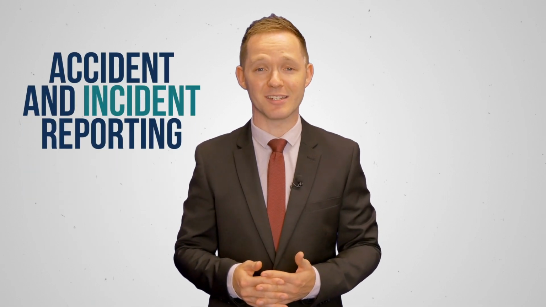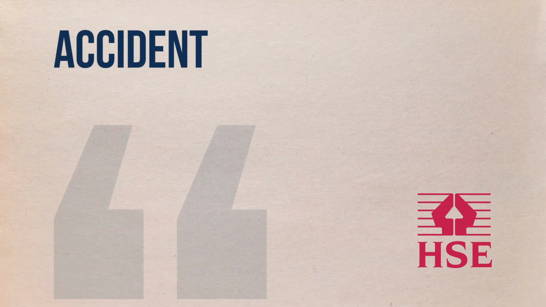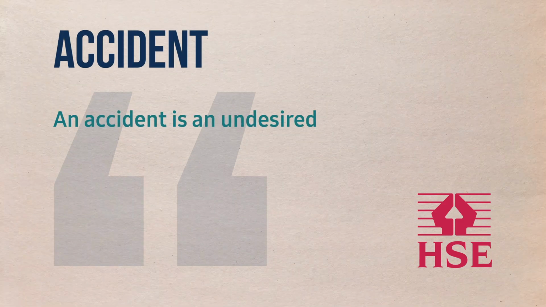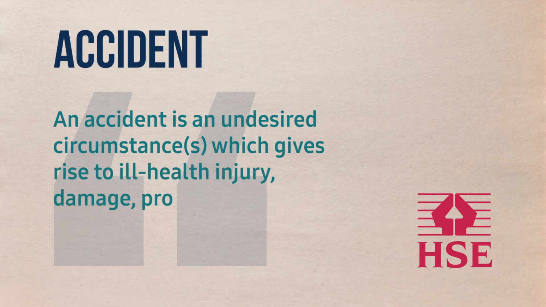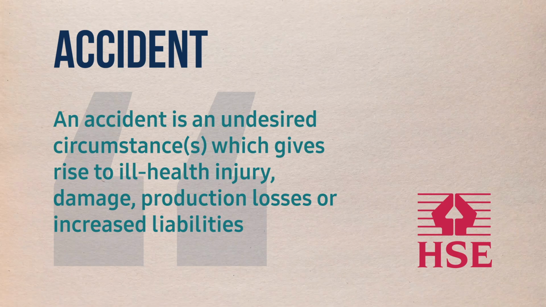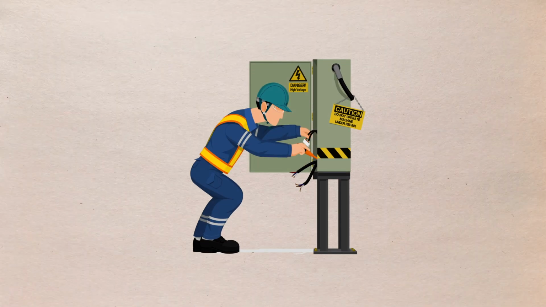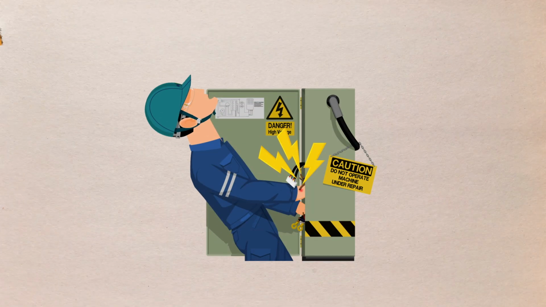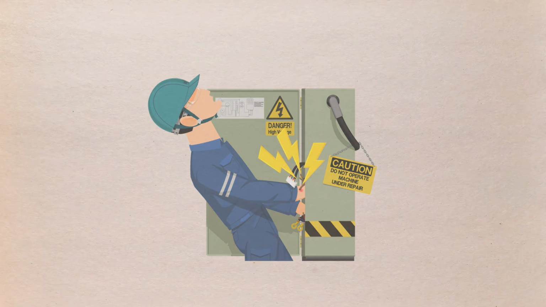Finally, let's end the lesson by talking about accident and incident reporting. Accident. According to the HSE, an accident is an undesired circumstance which gives rise to ill health, injury, damage, production losses, or increased liabilities. An accident is a specific situation caused by chance. They are never intentional and usually result in damage or injury.